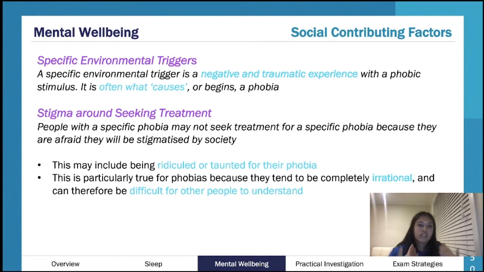And if you express that to the person, you can see why that would make them a little bit less likely to seek treatment or to feel comfortable telling someone else about it, because they feel, oh, I'm so silly. Nobody will understand. I just don't want to talk about it. And that will obviously continue that specific phobia.